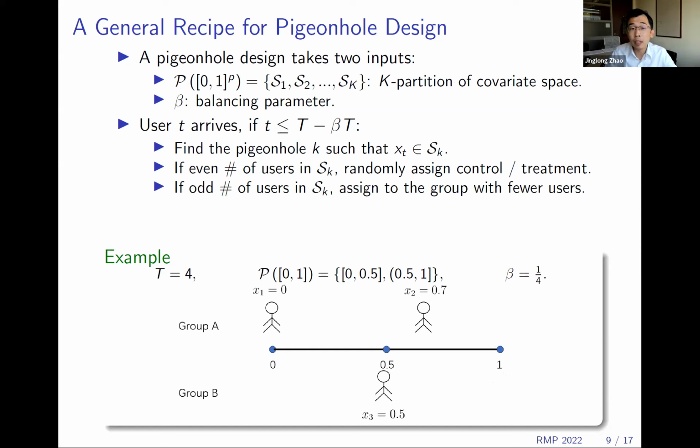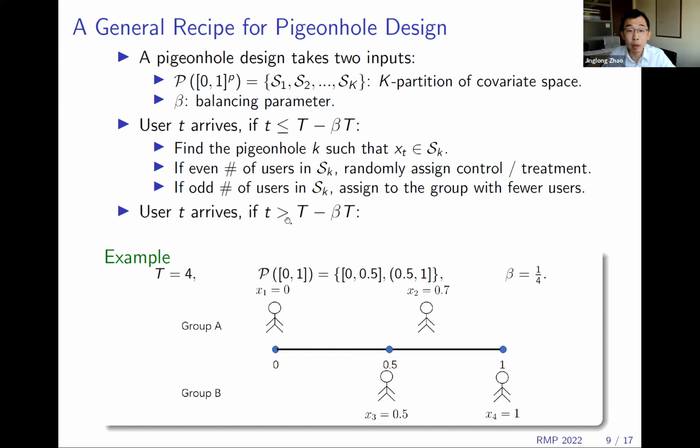And then if there is an odd number of users from this pigeonhole, then we assign to the group with fewer users. In this case, the third user arrives. The third user belongs to the first pigeonhole. There is only one user here, so we deterministically put the third user into the opposite group, which is group B. And this is the end of the randomizing periods.